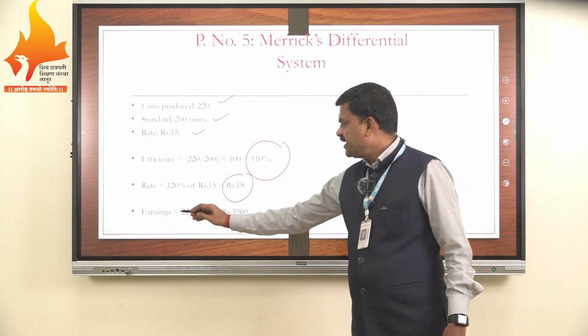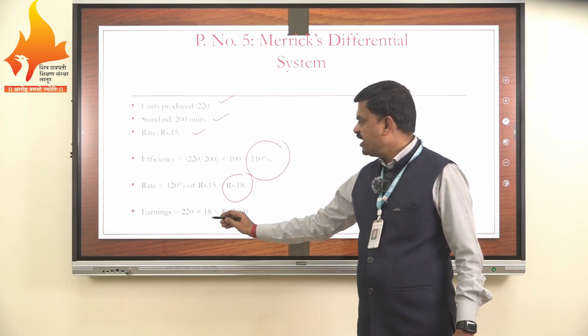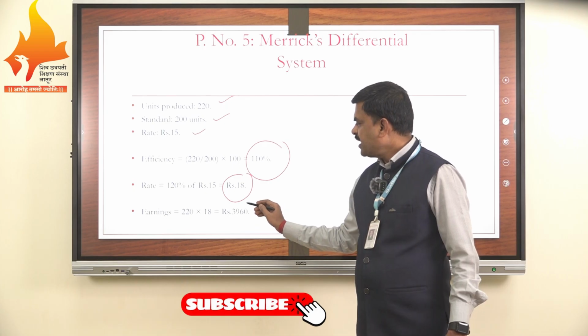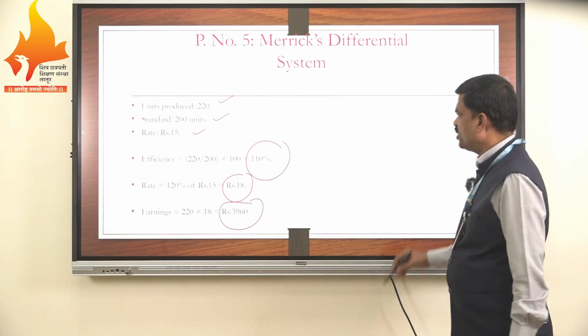So the worker will get 220, his actual production, times rupees 18, which is the 120% of rupees 15, and the wages will be 3960 rupees.